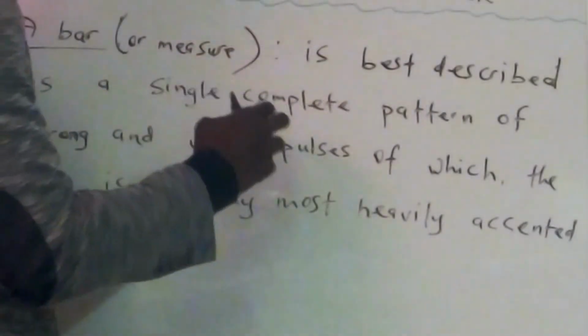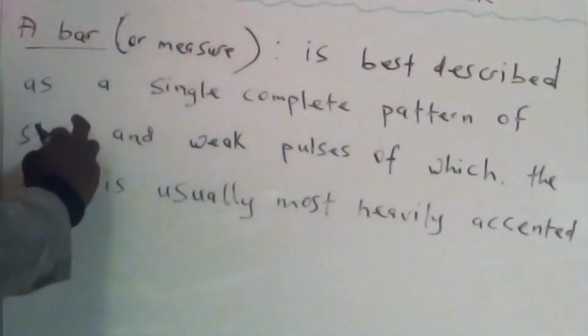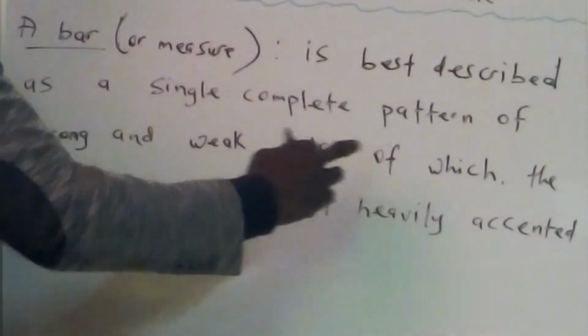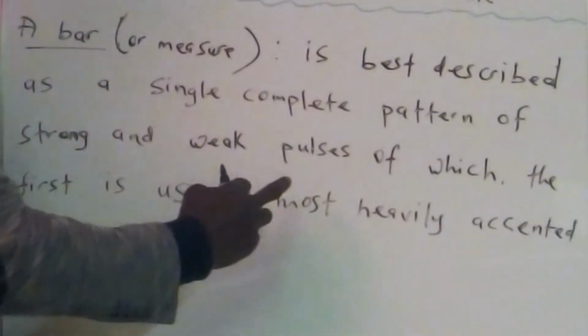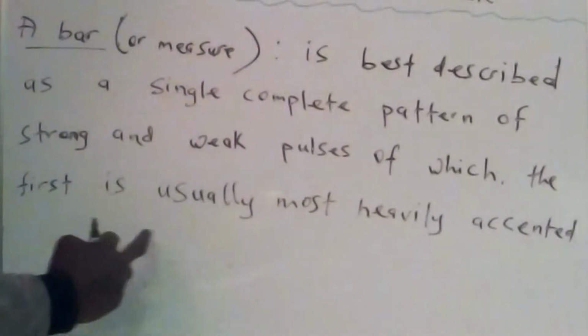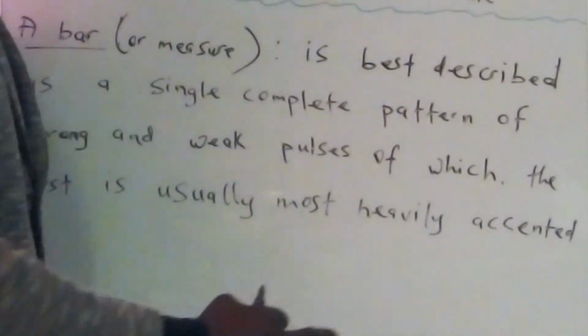A bar or measure is best described as a single complete pattern of strong and weak pulses, of which the first is usually most heavily accented.